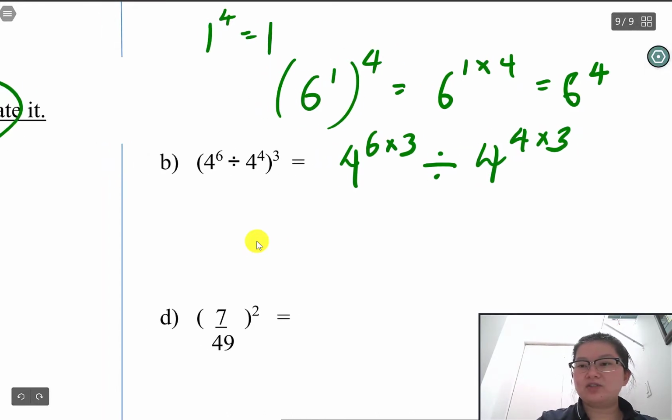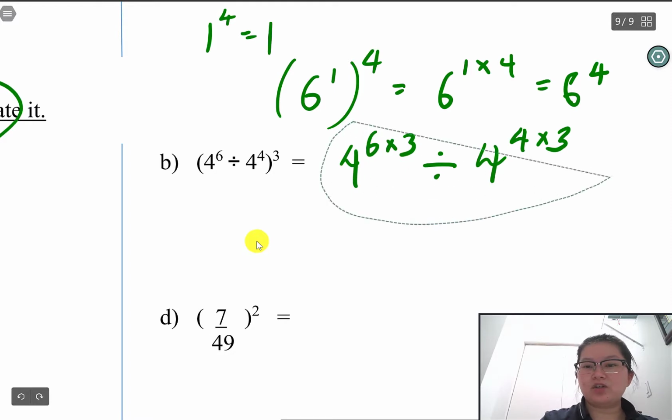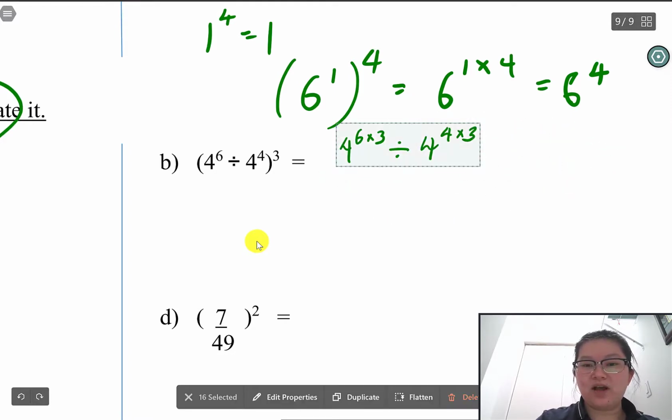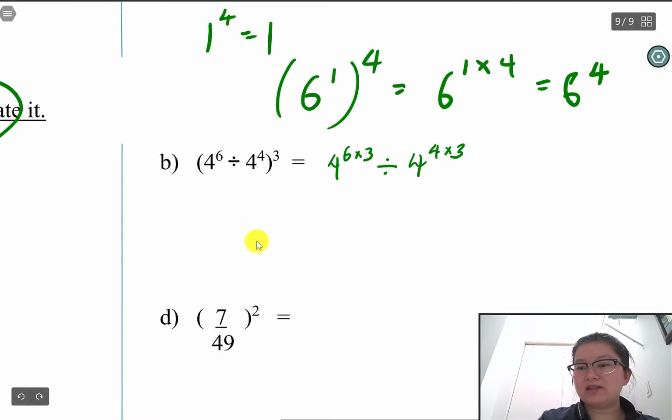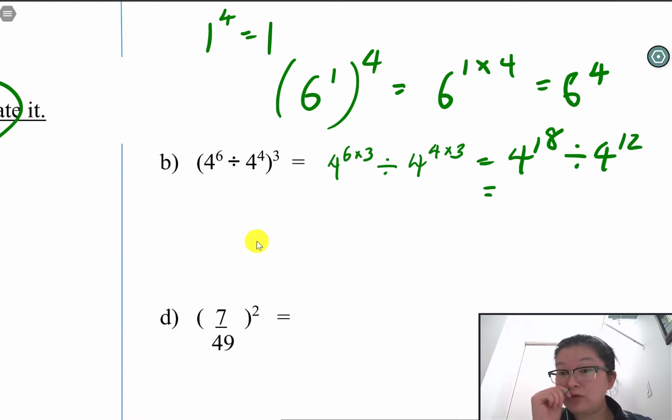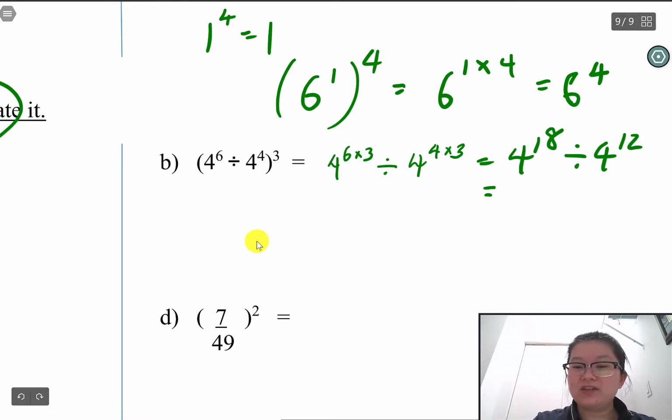I'm going to do all that step at the top, and I can show you another way to do this as well. After that, I get 4 to the power of 18 divided by 4 to the power of 12. Now we can use exponent law number 1 because we have the same base divided by the base, but raised to a different power. If it's division, remember we have to subtract. That's 18 minus 12, which gives us 4 to the power of 6.